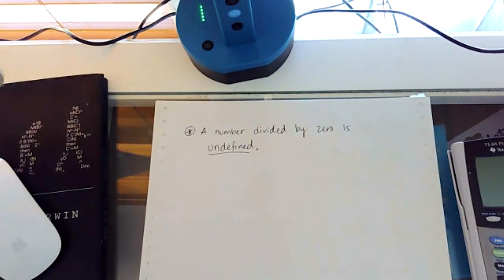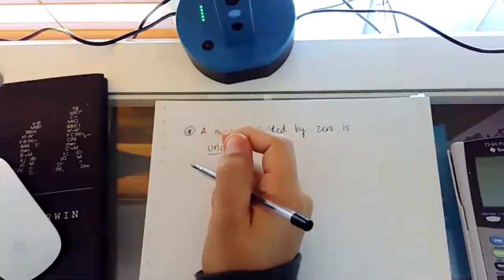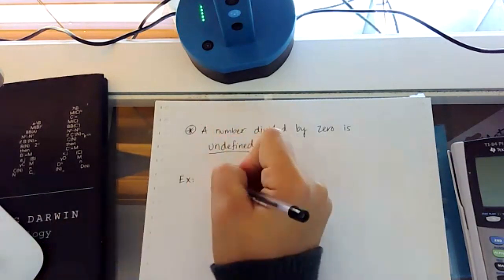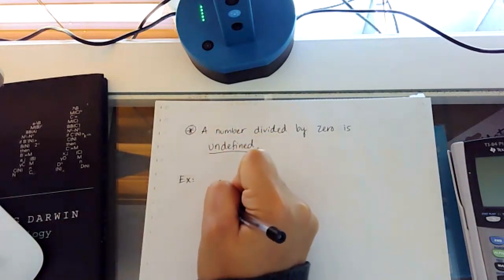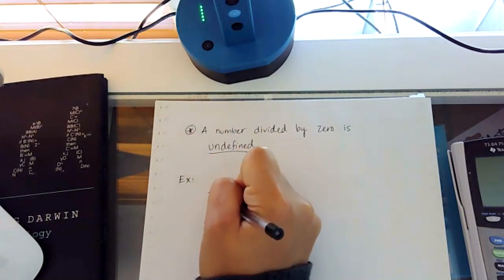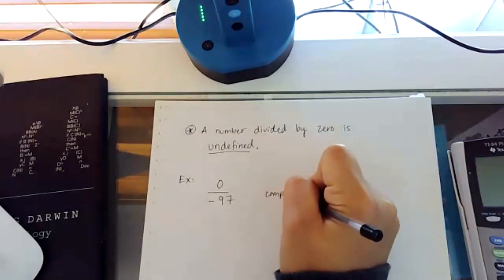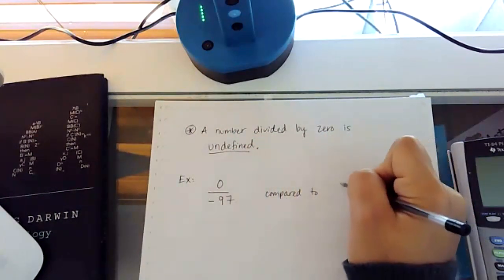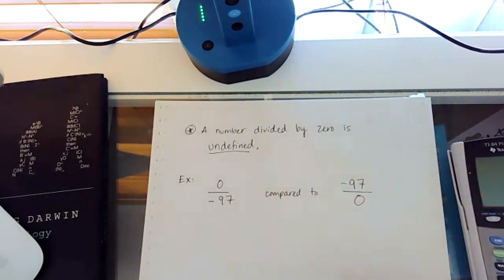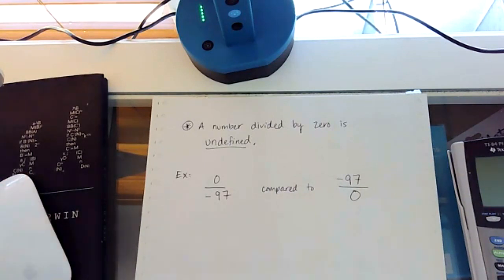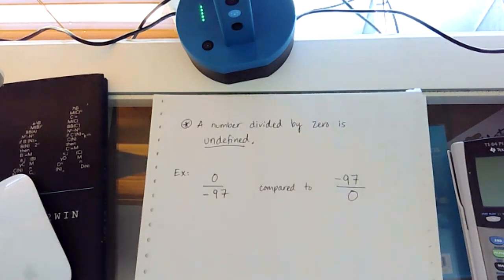So you just have to be careful because when we have these examples, like 0 divided by negative 97, and we compare that to negative 97 divided by 0, these are not the same. You want to be very careful with that and not just be on autopilot and say, oh, this one's 0, oh, this one is 0 too. Okay, because that's not the case.